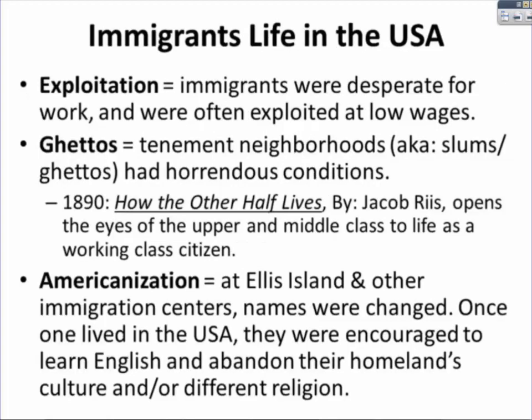An immigrant's life in the United States has good and bad. Exploitation means that immigrants were very desperate for work and were often exploited at low wages, meaning they were taken advantage of. Ghettos. Tenement neighborhoods, or slums/ghettos, had absolutely horrendous conditions. In 1890, famous muckraker Jacob Riis writes a book, How the Other Half Lives. He includes in this work photographs, and those photographs, more than anything else, open the eyes of the upper and middle classes to life as a working class citizen.